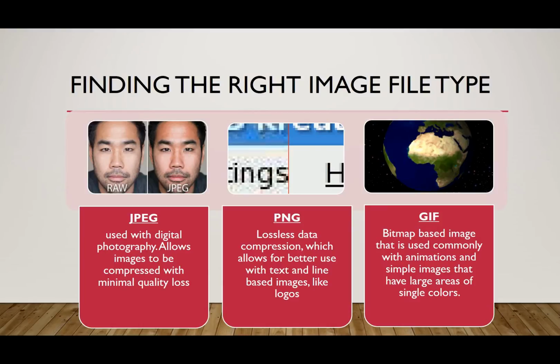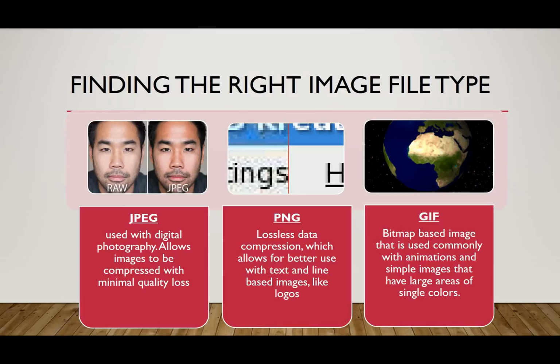Now, there are three different types of images or file types on the internet that are widely used, and that is a JPEG, a PNG, and a GIF file. Now, I'm going to talk about each individually, but all file types that you're going to be using on your website will be one of these three, most likely.